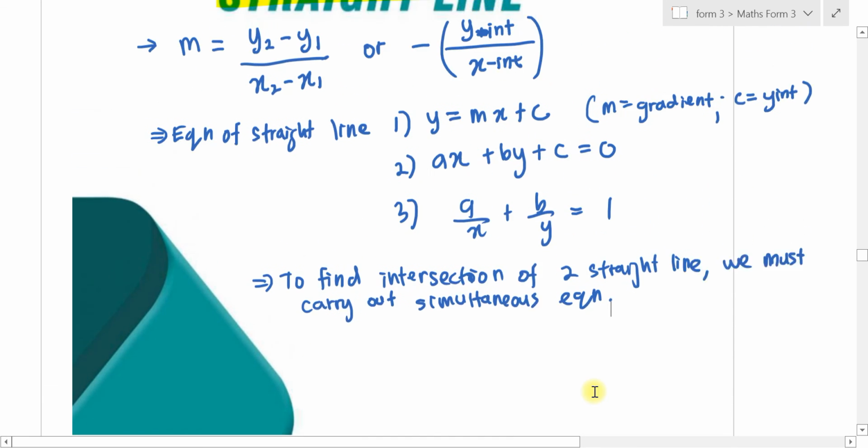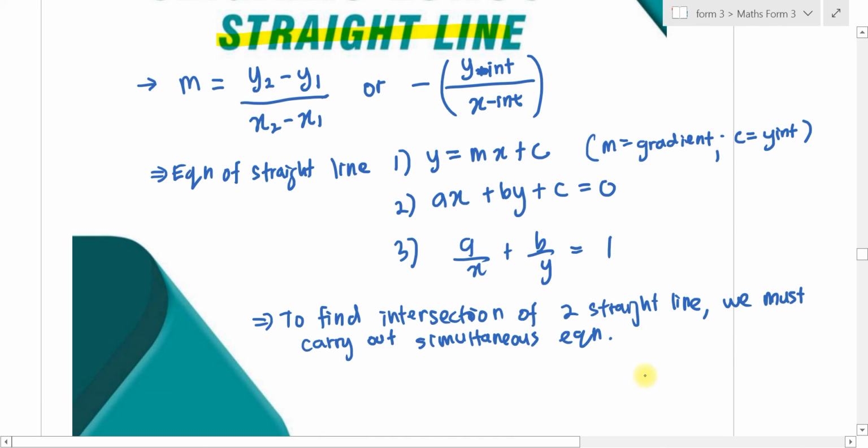Intersection, what is it? Pertembungan or persilangan. This one is one line, this one is one line. This one is y1, this one is y2. You want to find the intersection here. This is what we call the intersection, the point of intersection.